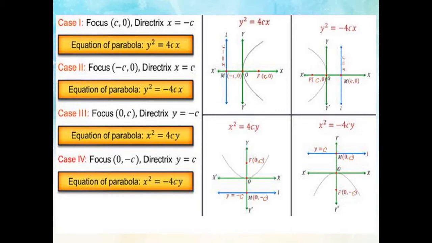Let's now go to case 4. The focus is at 0, negative c. Directrix is y is equal to c. And the equation of the parabola is x squared is equal to negative 4cy. So take note also that the vertex here is at 0, 0. So these are the cases of the parabola where the vertex is at the origin.